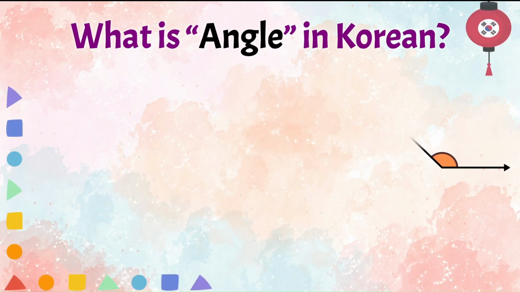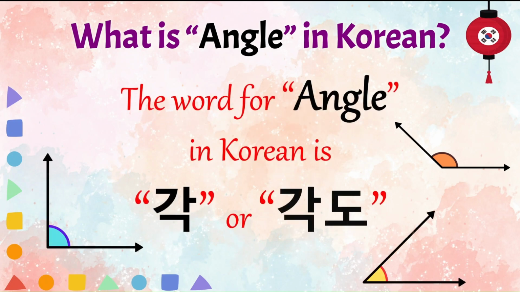Now, first of all, the question is, what is angle in Korean? How do you say angle in Korean language? So, there are two words for angle in Korean. Either it is 각, or 각도. Okay, so angle in Korean is 각 or 각도.